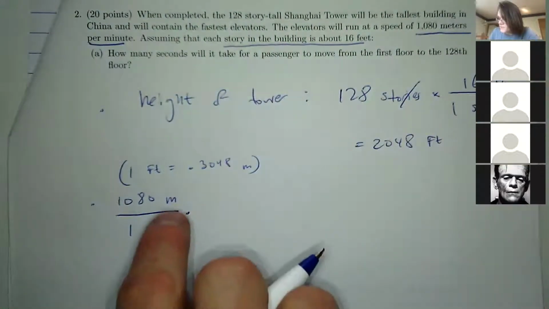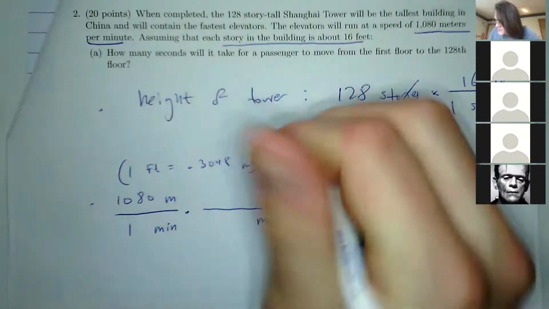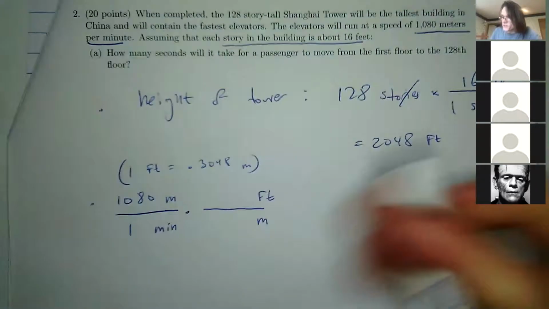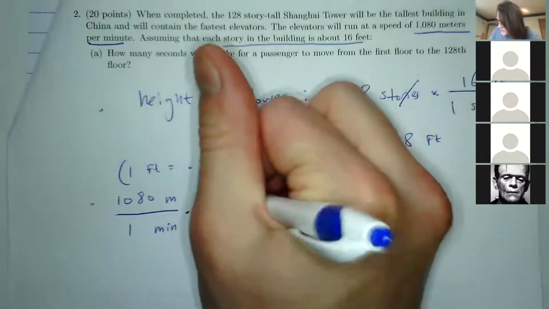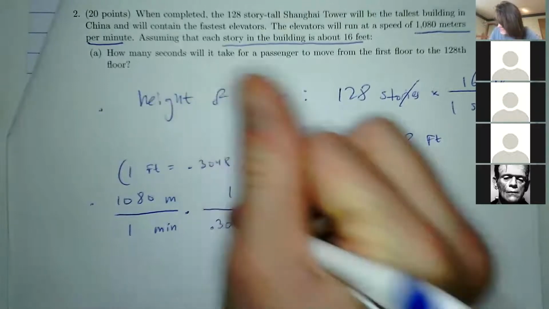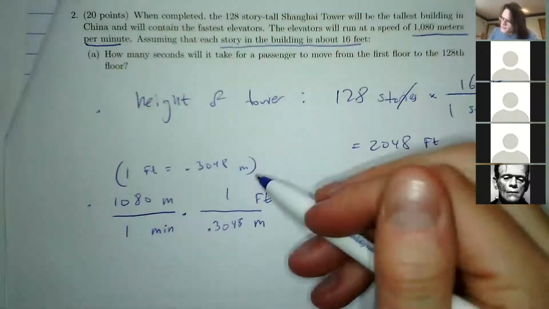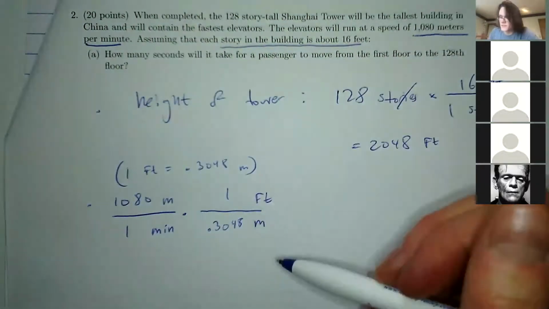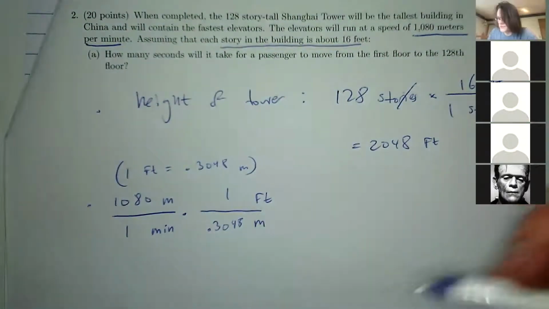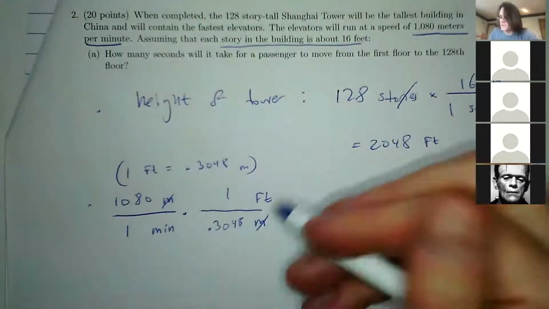As I said, meters to feet. So I'll do that first. So I'll put meters in the bottom, feet in the top. I know that 1 foot equals that many meters. You could have also used the other relationship, you know what I mean? Like 3 some feet is equal to 1 meter. You could use that one too. It's the same thing. In any case, the meters cancel, and now I'm in feet per minute.